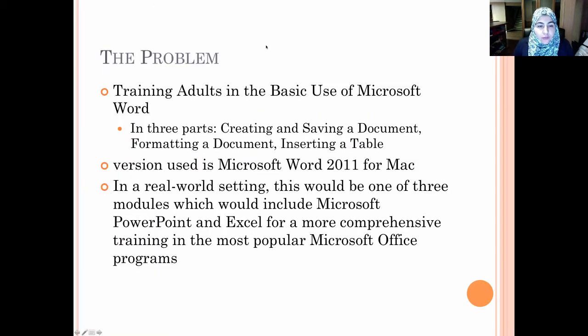To begin with, the problem that we set out to solve is training adults in the basic use of Microsoft Word, and we tried to do that in 3 parts: creating and saving a document, formatting a document, and inserting a table. The version that we used is Microsoft Word 2011 for Mac, and in a real world setting, this would probably be one of 3 modules, and we would like to include Microsoft PowerPoint and Microsoft Excel because we think that that would create a more comprehensive training in the most popular Microsoft Office programs.